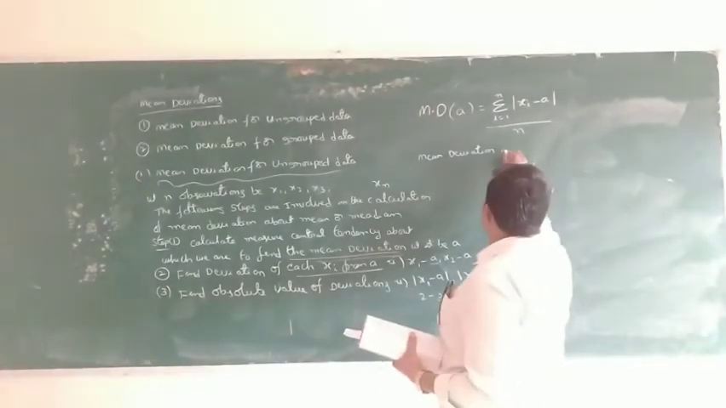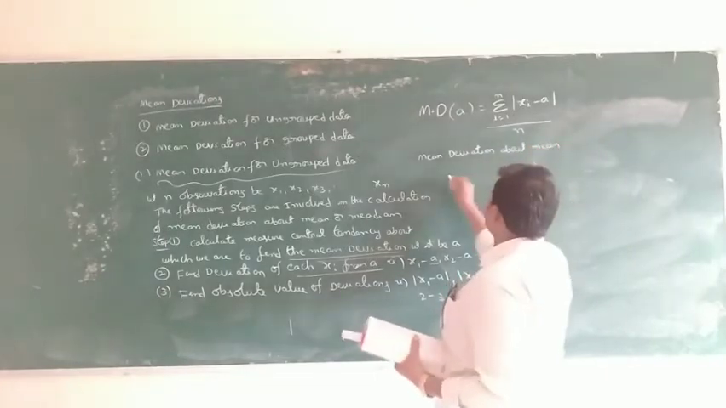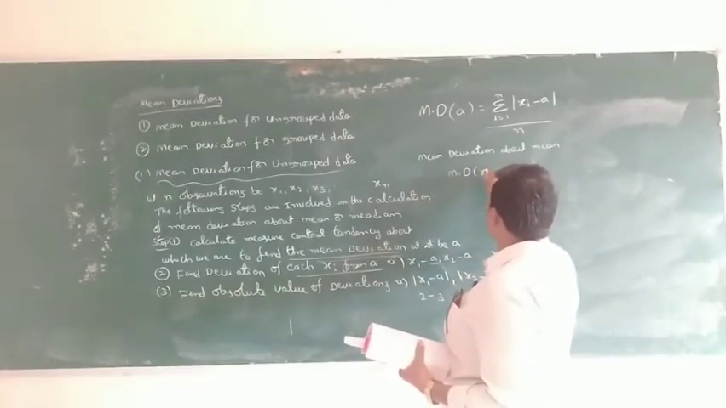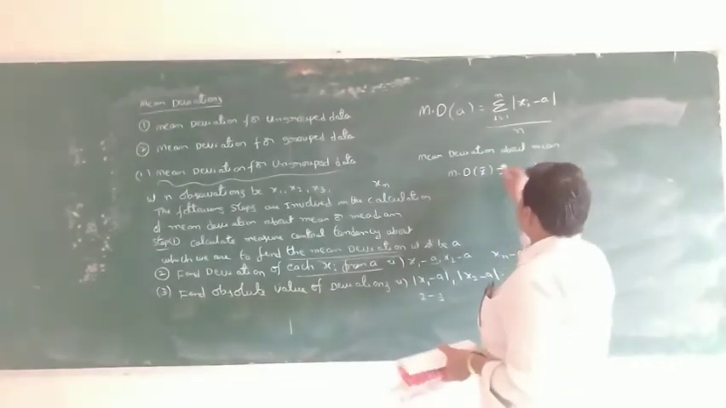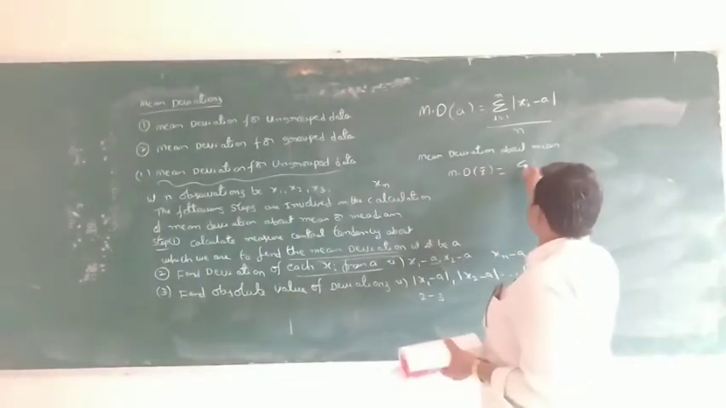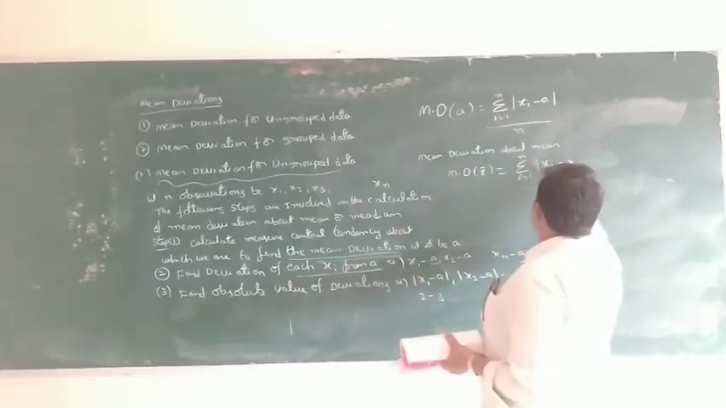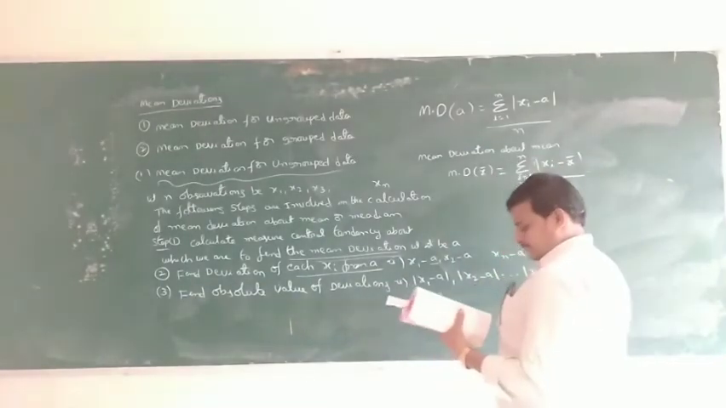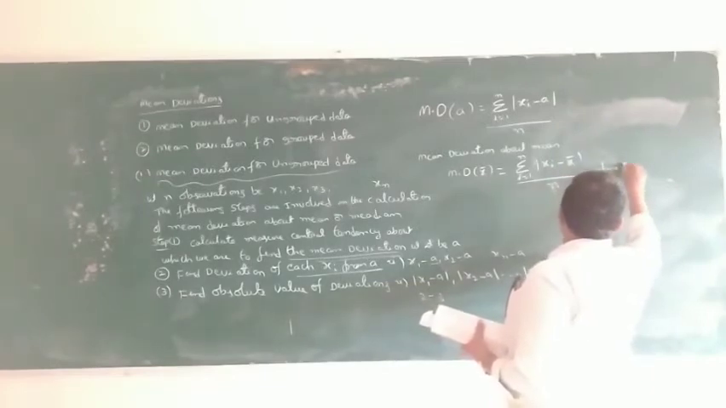So mean deviation about mean. Mean deviation is denoted by MD, and the mean is denoted by x bar. Mean deviation about mean x bar is equal to sigma i equals 1 to n of mod of xi minus x bar, divided by n, where x bar is equal to the mean.